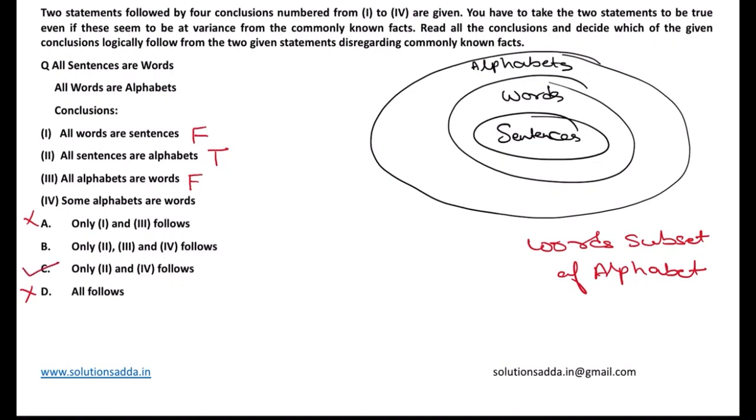Anyhow, we will be checking the fourth conclusion also. Some alphabets are words. So all words are alphabets based on the given Venn diagram, but it might be possible that there are some alphabets which are words also. Since words is a subset of alphabets, it is possible that there are some alphabets which are words also. Therefore, conclusion 4 is also true. Hence, only conclusion 2 and conclusion 4 follow from the given statements, and therefore option C is the correct answer.